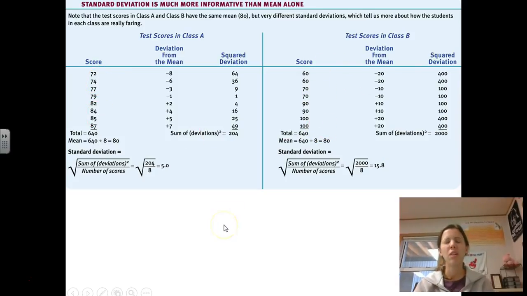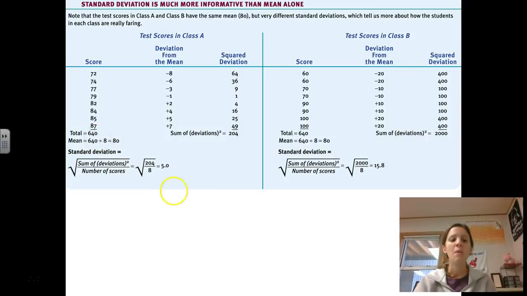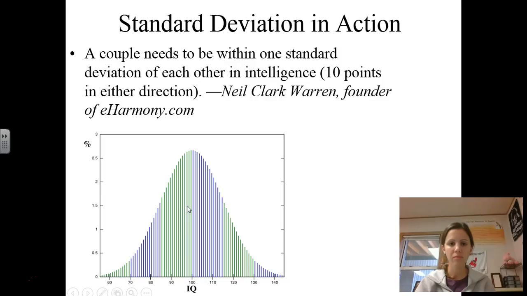So if I'm a principal, I could look at just the averages and say, oh man, both of these classes are doing okay, right? But over here, this class is actually doing better because most of the people are stuck together, while over here you have a wide range of scores.